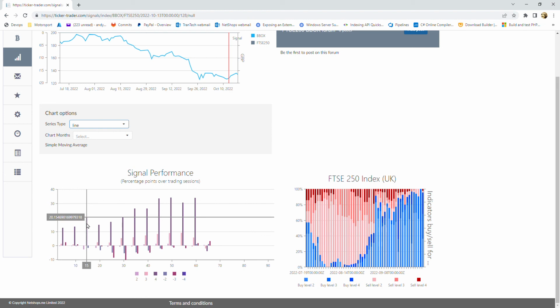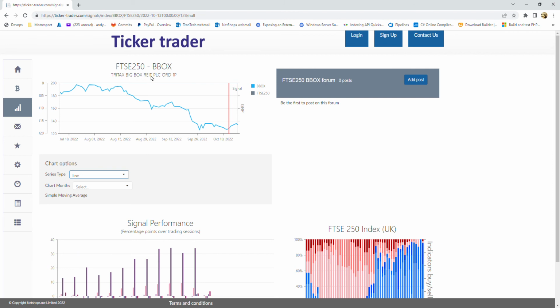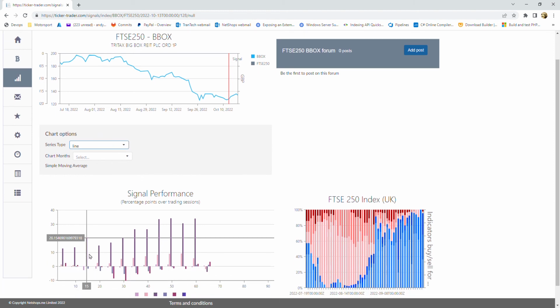So in 15 trading sessions, on average, a level 4 indicator for this stock over the last 5 years would achieve 20.15%. So that means if you invested £1,000 on a 5-to-1 margin, your profit in 15 trading sessions will be £1,000 or just over. This doesn't take into account your dealing costs, any spread or any overnight charges. If you're using a leverage account, then you're going to get overnight charges for each of those 15 trading days.